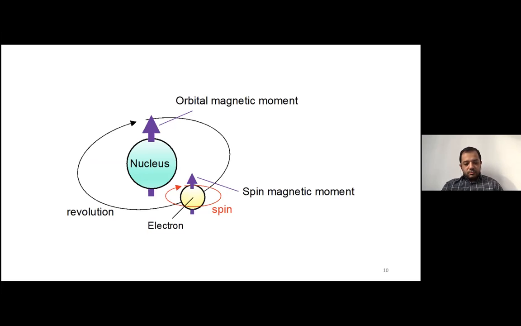In simple terms, in our case here, if we apply the right-hand rule, we get a magnetic moment upward from the nucleus. But the electron itself is also spinning around itself, so there's another magnetic moment due to this. The sum is what we generally call the magnetic moment of the atom, the entire atom, right?